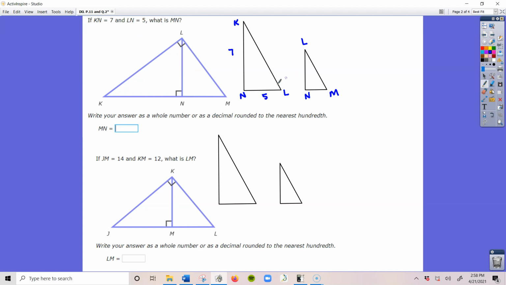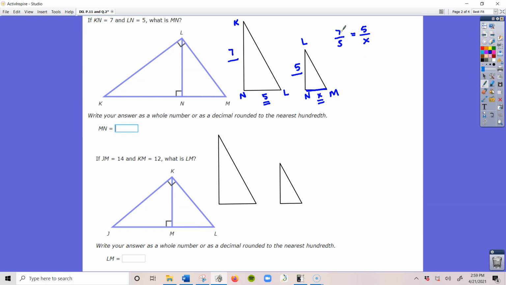Ln is 5, which this also has Ln, so this is also 5. And I want to find Mn, so I'm going to call that X. So now we create our ratio. Again, since I have my triangles big to small, I'm always going to go big to small. So 7 over 5, because the 7 corresponds with the 5, is going to equal 5 over x.